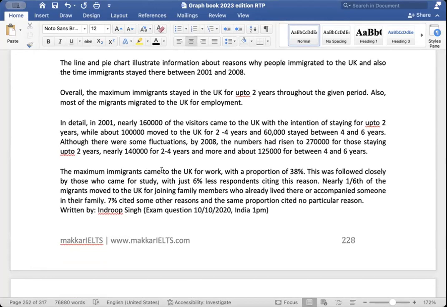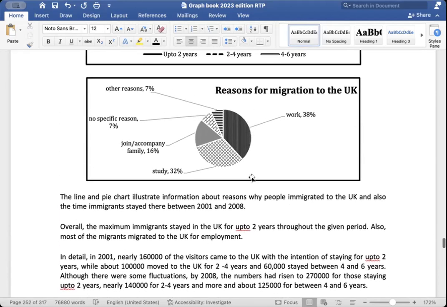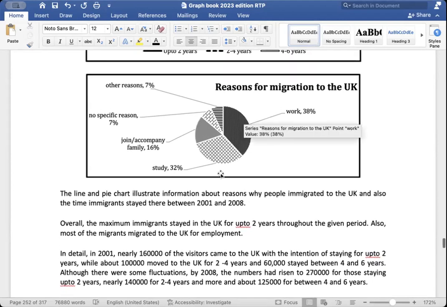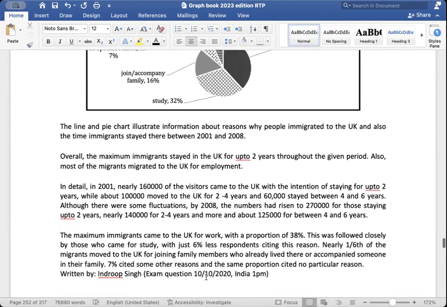You can just say the maximum immigrants came to the UK for work with a proportion of 38%. This was followed closely by those who came for study, with just 6% fewer respondents citing this reason. So the maximum came for work with a figure of 38%, or I could write in brackets, almost 2/5. Nearly 1/6 of the migrants moved to the UK for joining family members who already lived there, or accompanied someone in their family. 7% cited some other reasons, and the same proportion cited no particular reason.